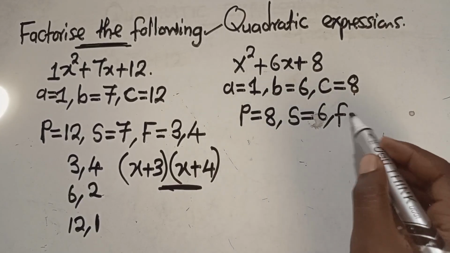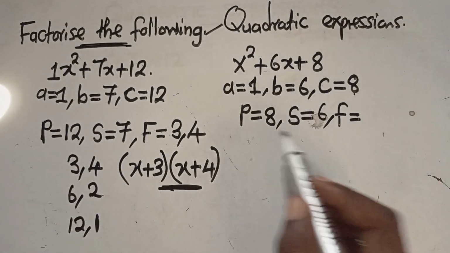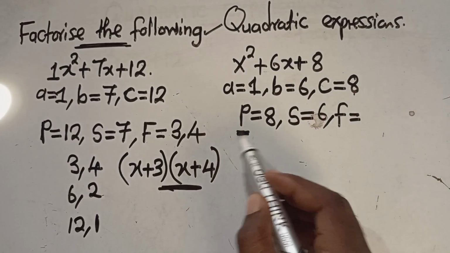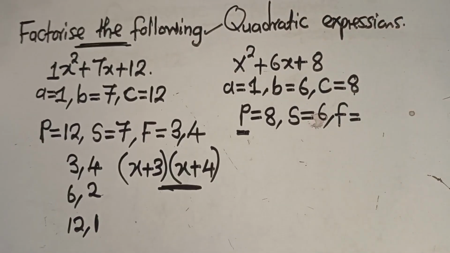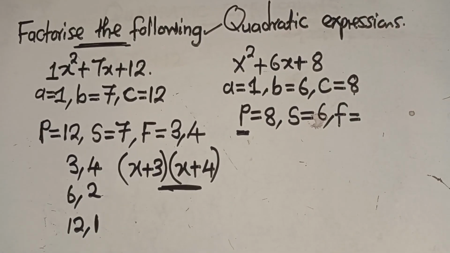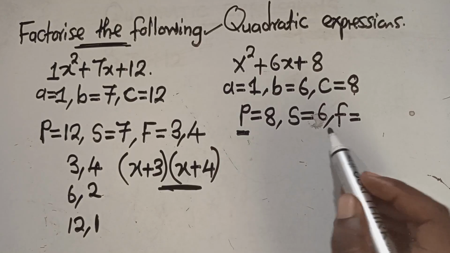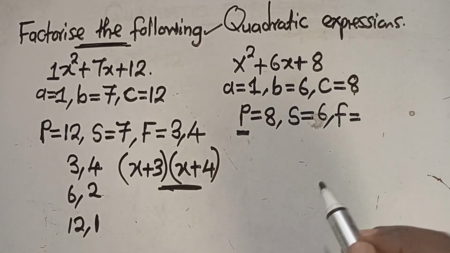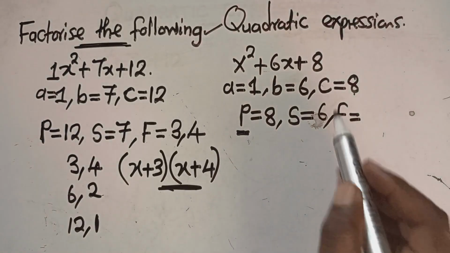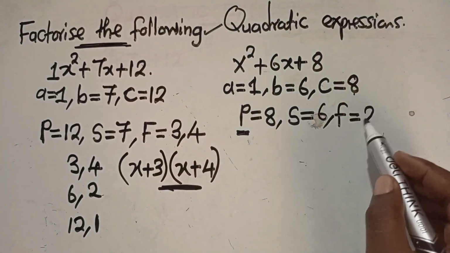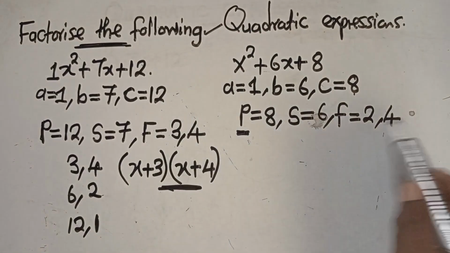Then you go to the factors. I guess you now understand what I mean by factors: two numbers. The product means multiplication, so we are finding that value by multiplying. The sum means adding. So which two numbers can you add and multiply? When you multiply, you get 8; if you add, you get 6. It is just 2 and 4. Multiply them, you get 8. Add them, you get 6.